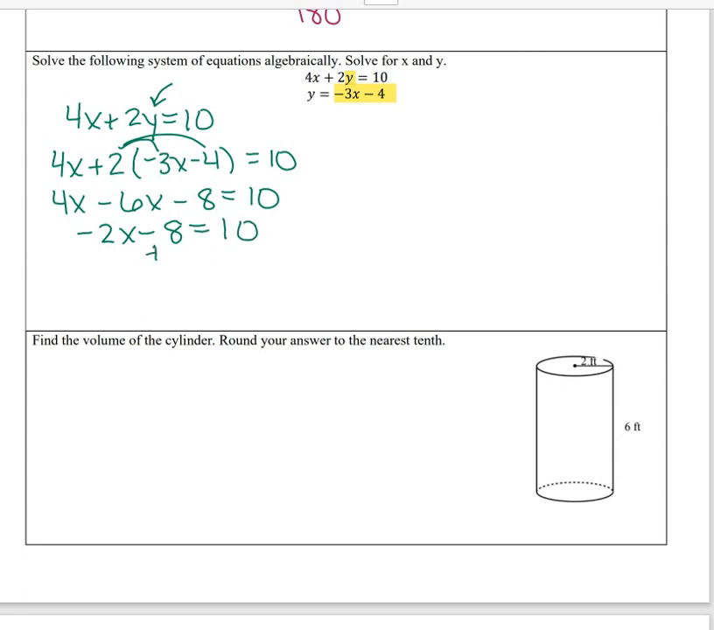And from here, I'm just solving a two-step equation. So I'm going to add over that 8. I get negative 2x equals 18. Divide out by negative 2. And x is equal to negative 9. So I have my x value.